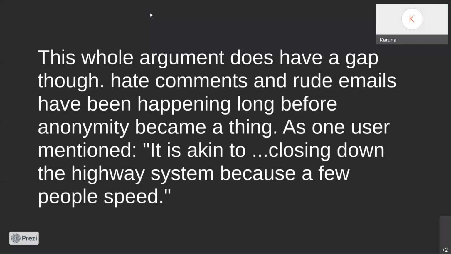So I could hear my voice back. There was some network gap.